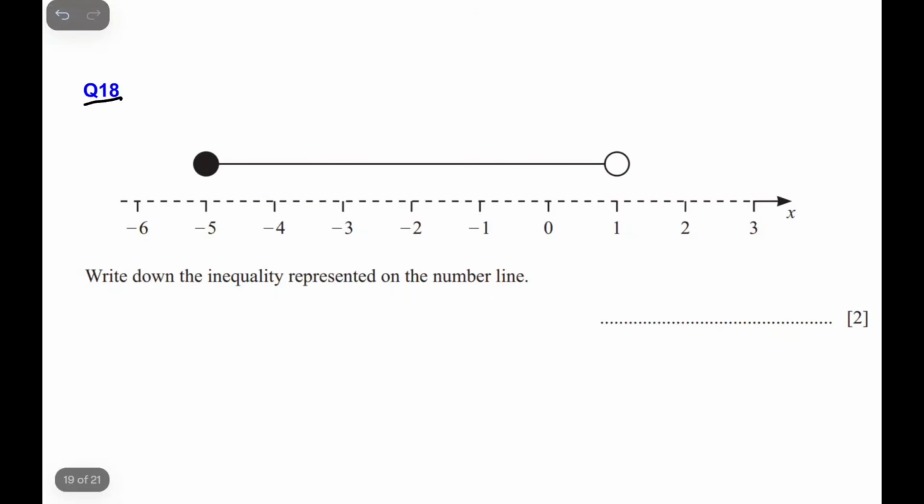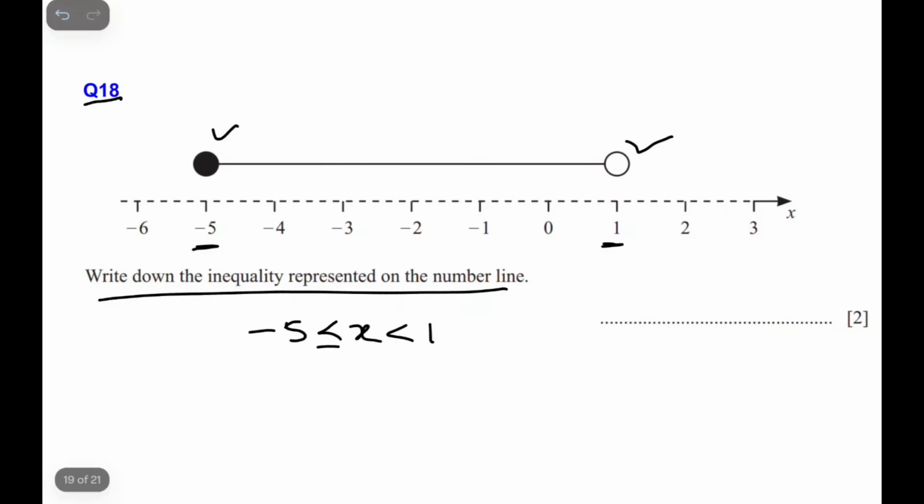Now question number 18, write down the inequality represented on the number line. Now here it is starting from minus 5 till 1. So we will be writing minus 5 less than or equal to x, less than 1. So we have put the equality sign on minus 5 because this is a shaded circle and this is an unshaded circle, so 1 will not be included. So our answer will be x is greater than or equal to minus 5 and less than 1. This will be our answer.